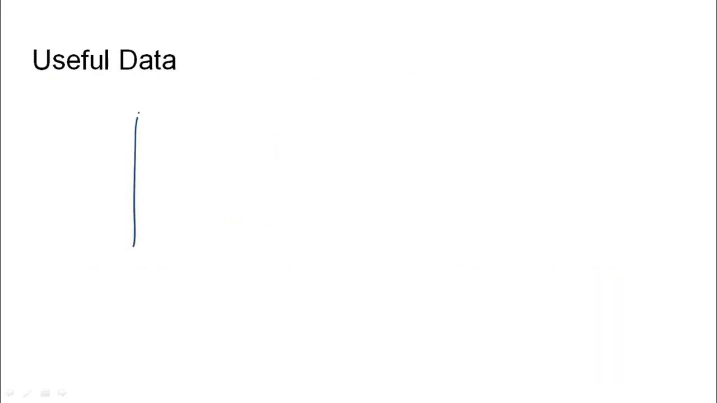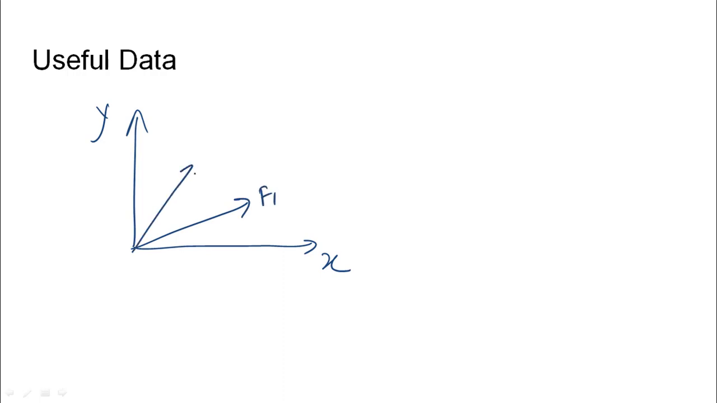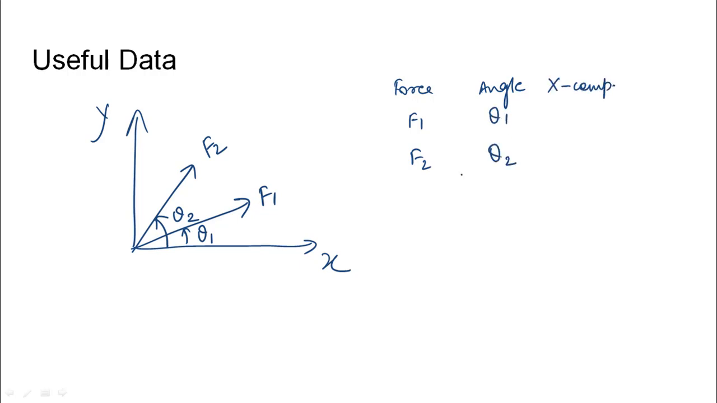If we are given two forces in the coordinate system, let us call this the y-axis and the x-axis. If one force is F1 and the second force is F2, let us say the angle F1 makes from the x-axis is theta1 and the angle F2 makes is theta2. So the forces given are F1 and F2, and the angles they make from the x-axis are theta1 and theta2. So the x component can be found.